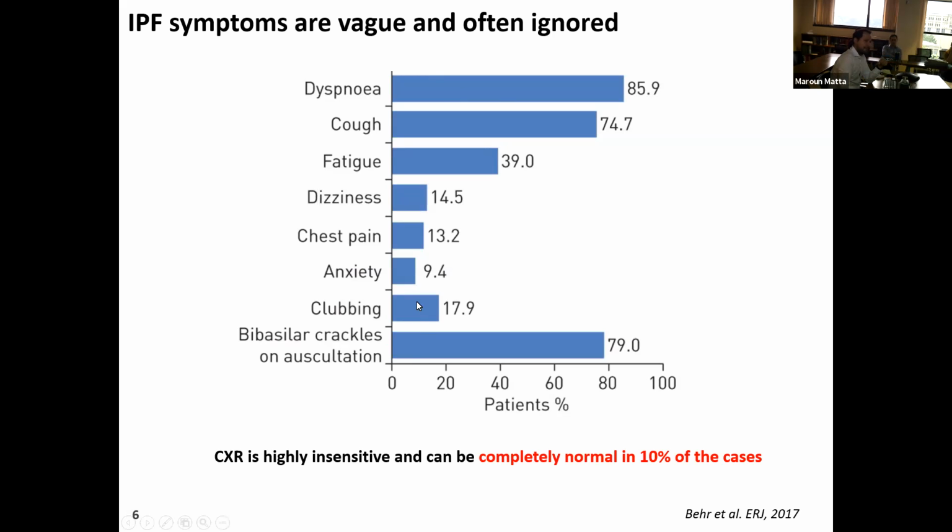Clubbing, which we always look at in the fingers, is only present in about 15 to 20% of the cases. If you listen carefully on the skin without 3 layers in the jacket, you may hear some bibasal soft crackles, but people don't do that as much anymore. And relying on a clear X-ray is misleading. It can be completely normal in about 10% of the people.